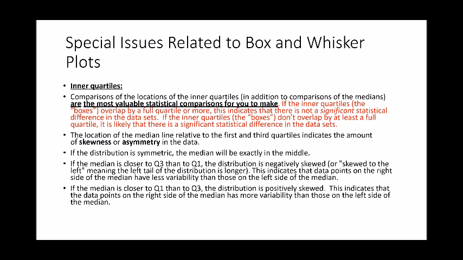And this tells you that the data points on the right side of the median have less variability than those on the left. If the median is closer to Q1 than it is to Q3, the distribution is said to be positively skewed, or skewed to the right. And this tells you that the data points on the right side have more variability than the ones on the left side.